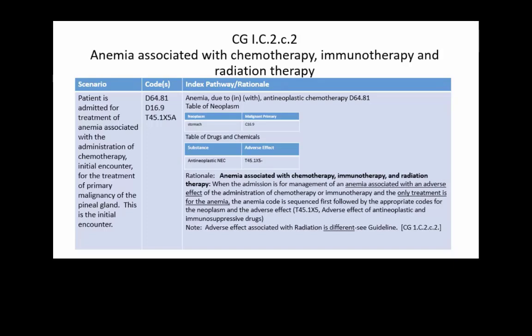You see in that T45 code, there are 7 characters. That A at the end of that code has to do with the initial encounter. This is an initial encounter. And in the case of chemo, immuno, and radiation, it's going to stay an A because it's an initial encounter as long as treatment's being delivered for a condition. So in that case, I can't think of a good example where you would use the S or the D. There probably are, but for this case, when you're looking at initial encounter, that's all you're going to use.